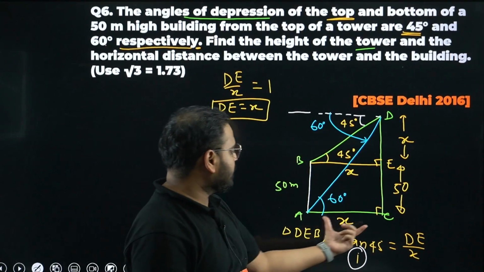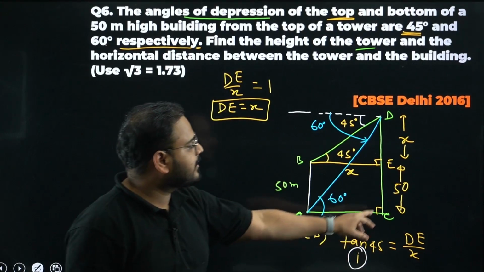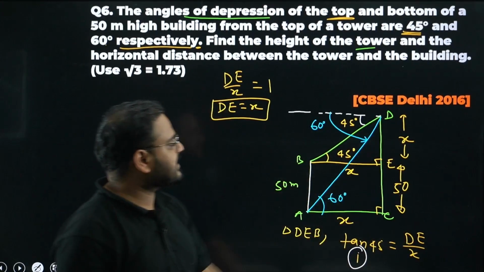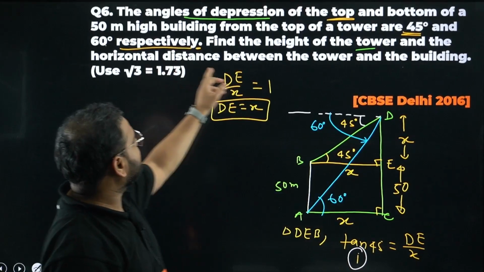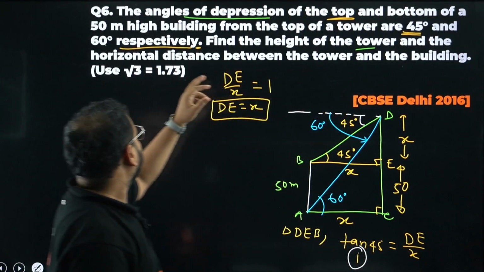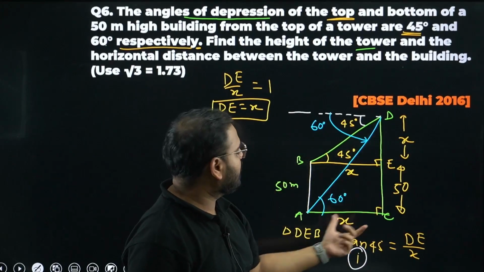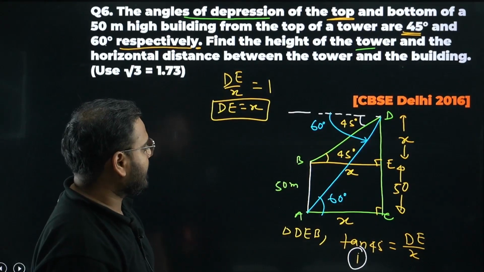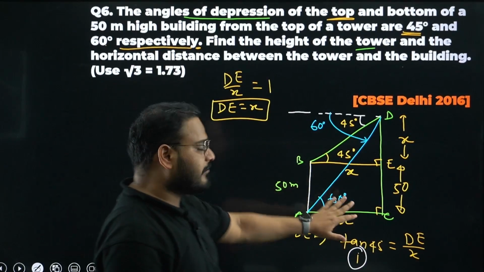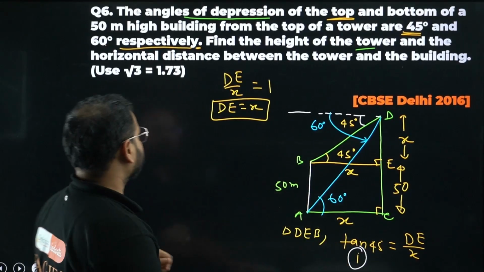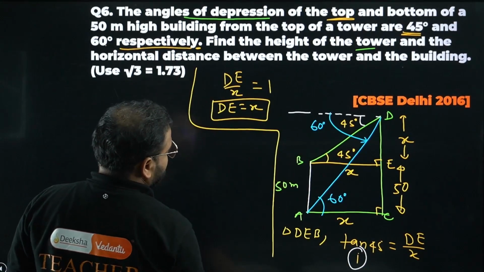Distance from the horizontal is what? Between their foot is X, and the total height is what? 50 plus X for the tower. What are they asking? Distance between the tower and building and height of the tower they are asking. Means they are asking 50 plus X value and AC value, which is X. So for both of them we need what value? We need the value of X, sir. Okay, great, bacha.